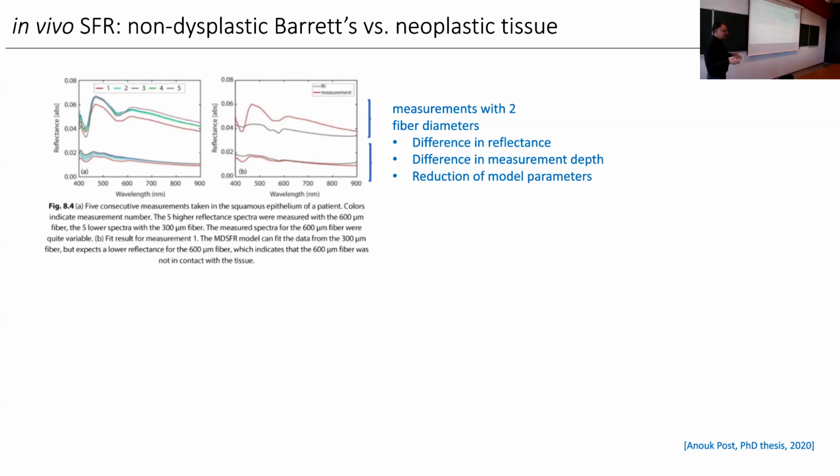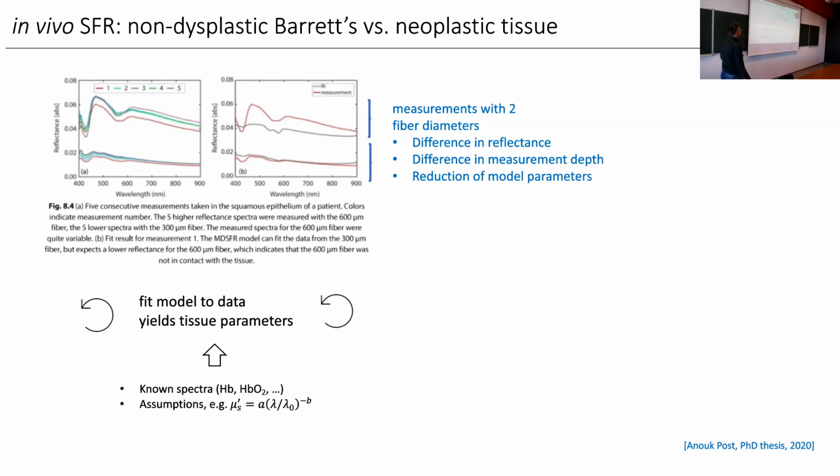The light launched from and collected by the bigger fiber has a higher probability of getting a little bit deeper. But the main reason for doing that is to reduce the number of unknown parameters, so that what we can fit into the data would ideally yield the tissue parameters.